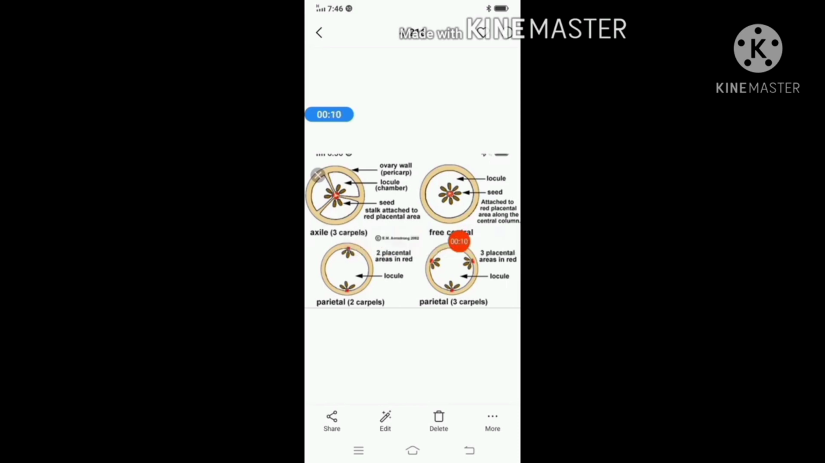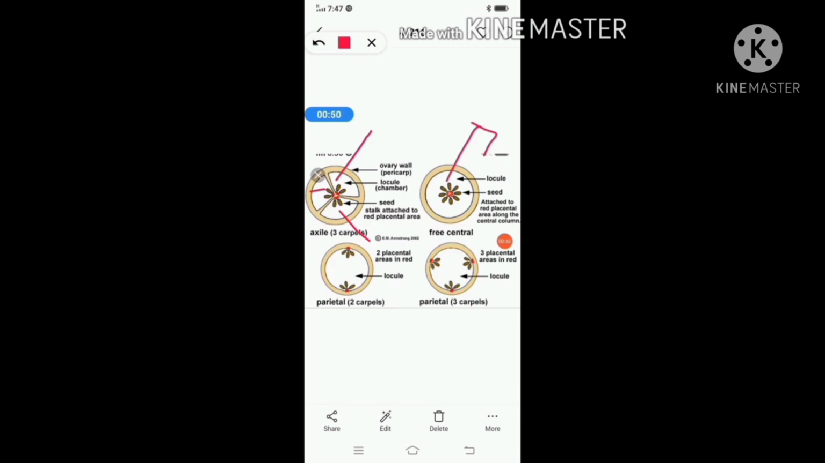The first one is axial placentation. We have already studied axial placentation, where the ovules arise from the axis. This is the axis portion. Ovules arise from the axis, and here it is divided into three compartments, which means three locules can be seen here. So locules are the chambers within the ovary where the ovules are attached with the help of placenta. The second one, free central placentation, also has one locule.